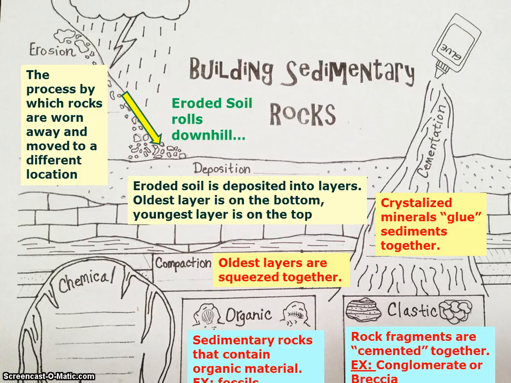Organic is our next type of rock, and of course these are rocks that are made from organic sediment. And some examples of that would be fossils that were found, and our rock for that is limestone.